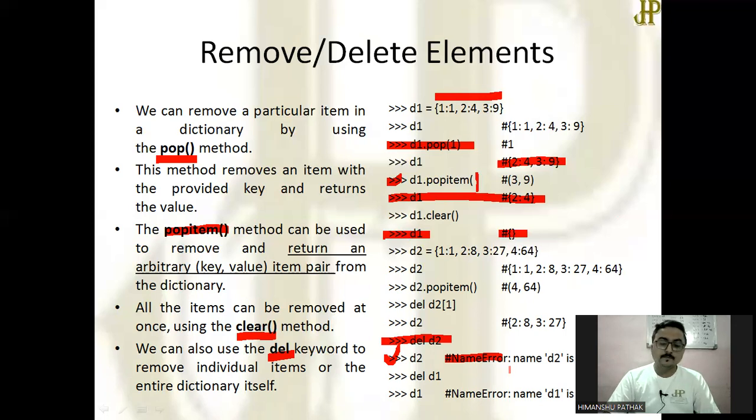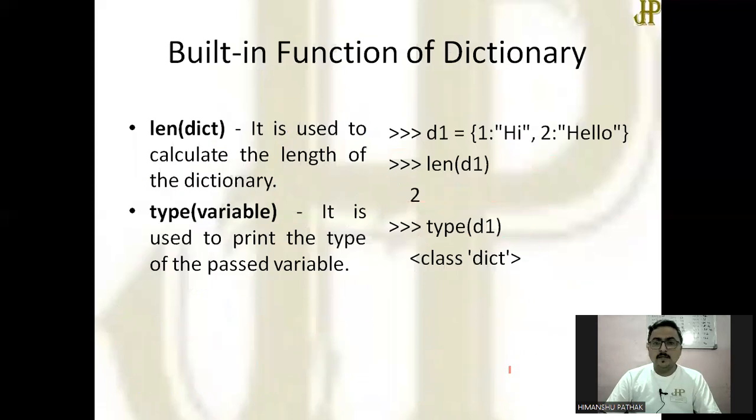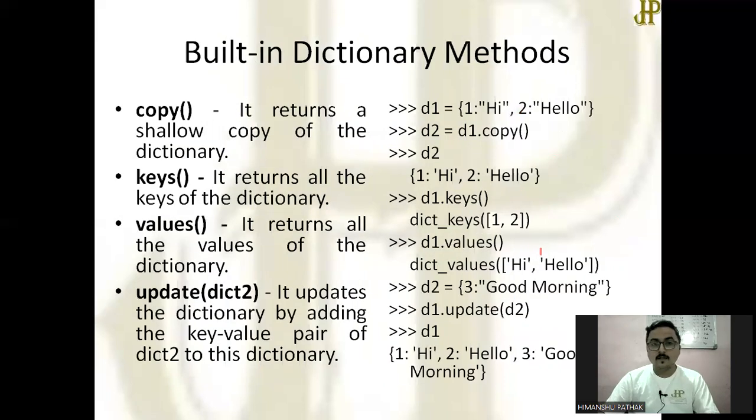Okay. Now, some built-in functions that you already know. First one is len. Len is used to find out how many elements are present. So here it will show two. type. You already know which type of variable is this. So it will print dictionary type. So it is very easy. Some basic methods are copy, keys, values, and update.